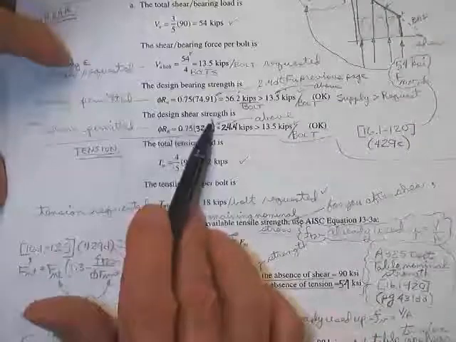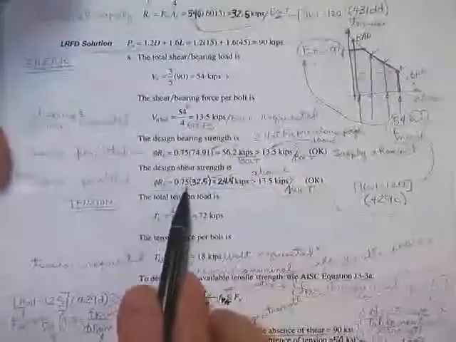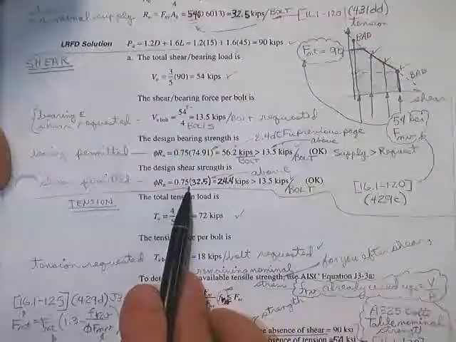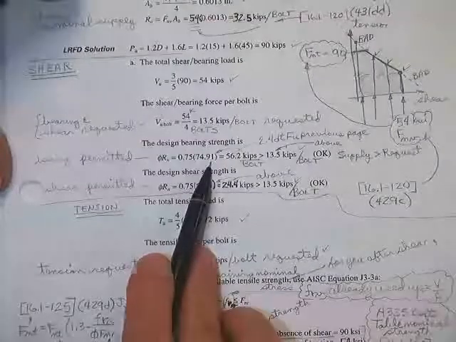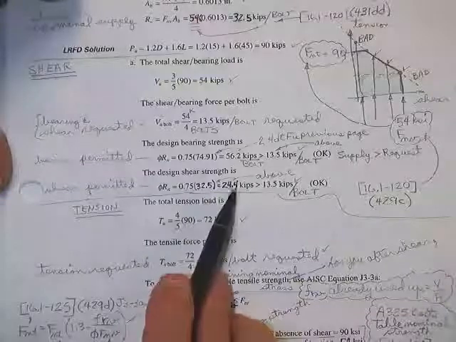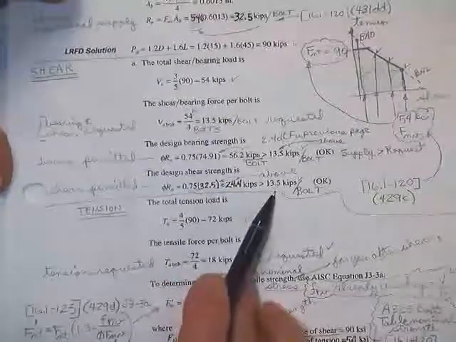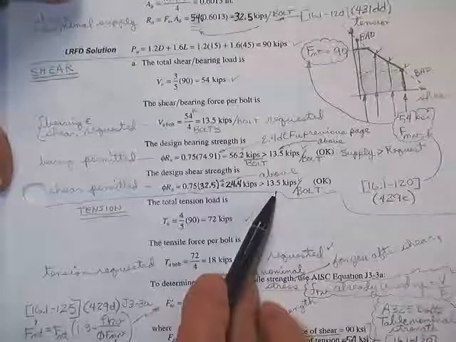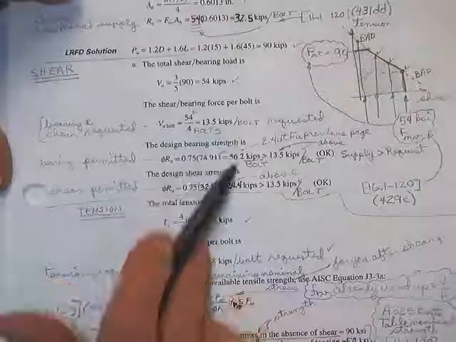Design shear strength of the bolts: the bolts were good for 32.5 kips per bolt, and they get a 0.75 phi, resistance factor, so they're good for 24. Out of the bearing and the shear, this one obviously controls, but it's still above the request of 13.5 kips per bolt. So we're okay so far.